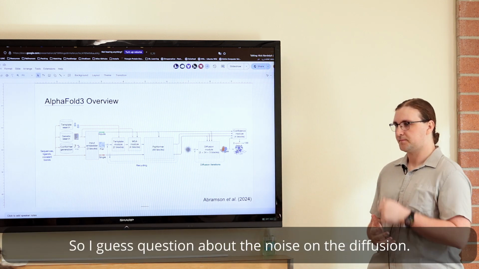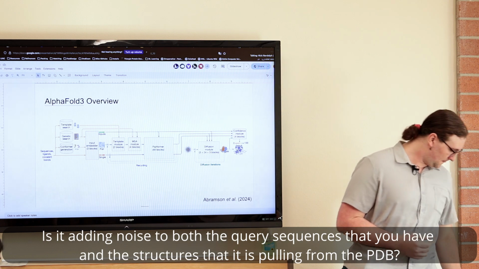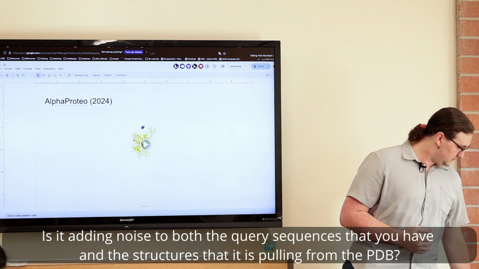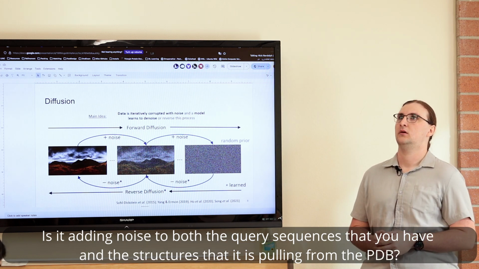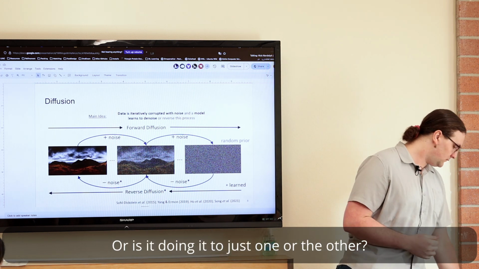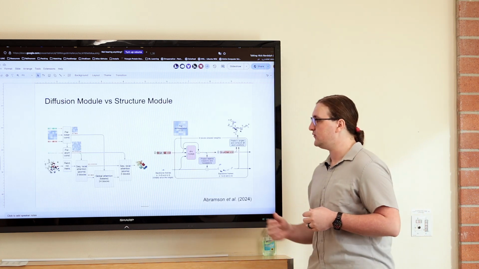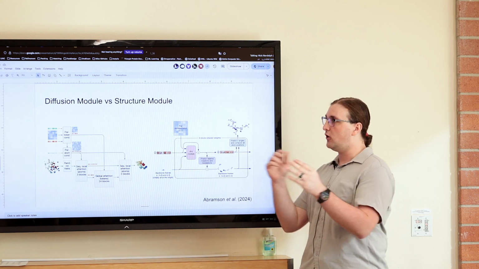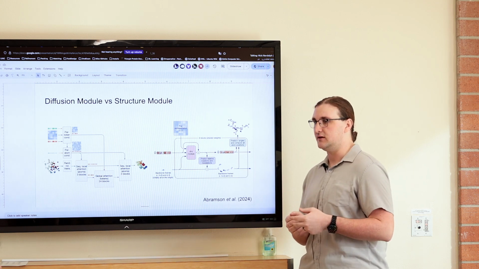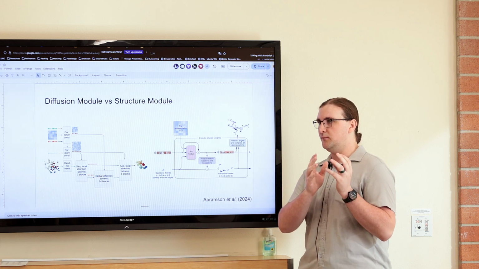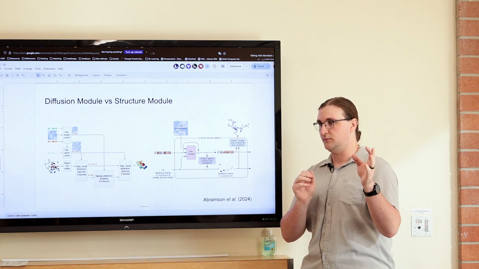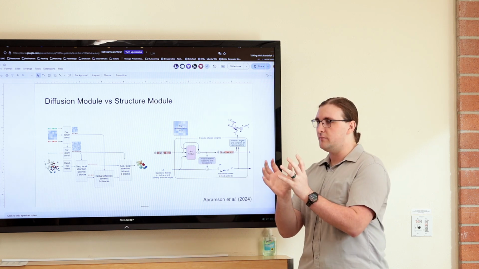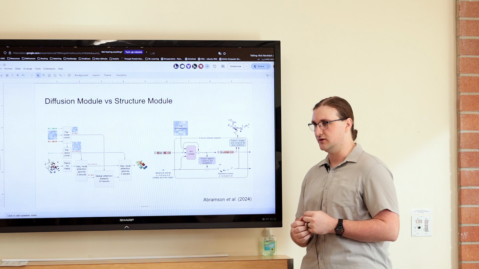Oh, I guess a question about the noise on the diffusion. Is it adding noise to both the query sequences that you have and the structures that it's pulling from the PDB, or is it doing it to just one or the other? So at this point, we have just random noise that we've sampled. And we've also tried to extract all the possible information we can from the templates and the MSA. So now those are no longer being noised. We just throw those away. We don't regard those anymore because we've extracted everything we want from them. And the noise is random at first, and then it starts to become less random and more structured as the diffusion process comes.